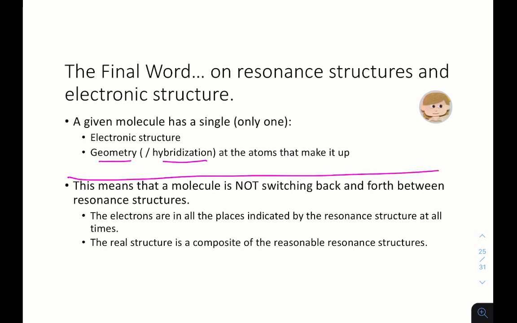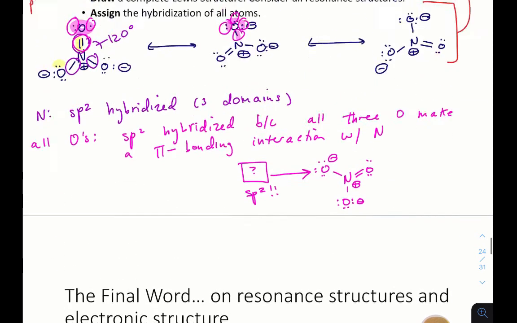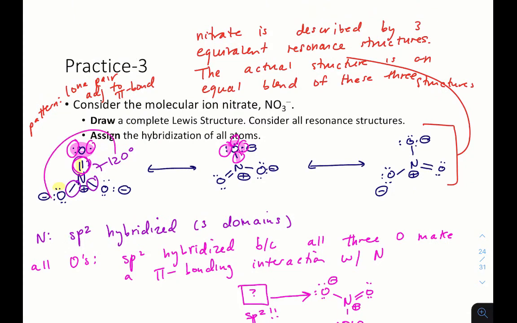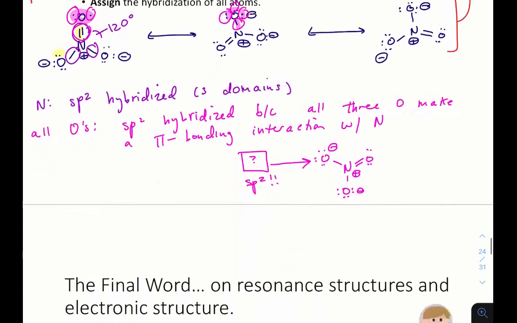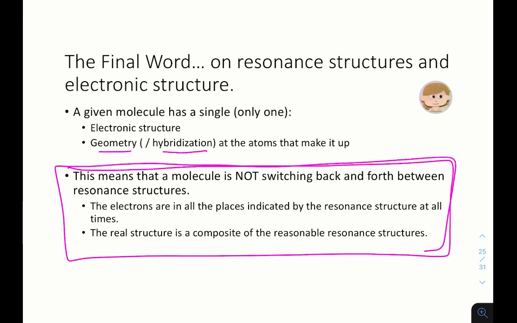This means that a molecule is absolutely not switching back and forth between the resonance structures. It isn't, oh, now I'm this resonance structure, now this one, now this one. No, it is all of them at the same time. Sorry if I sound a little excited, but this is tough and I need you to get it. So I'm going to be excited and say it over and over again.